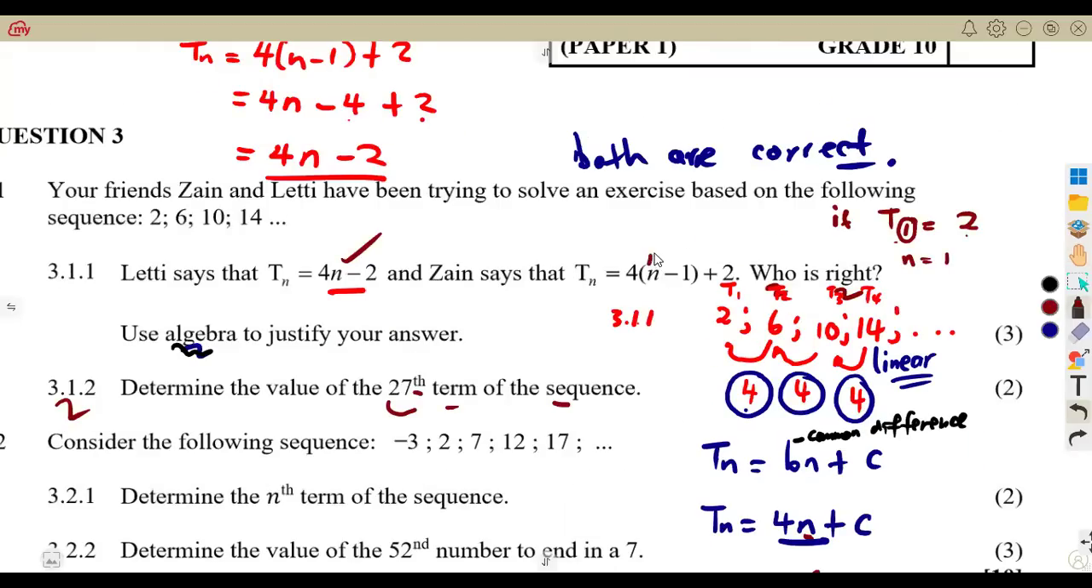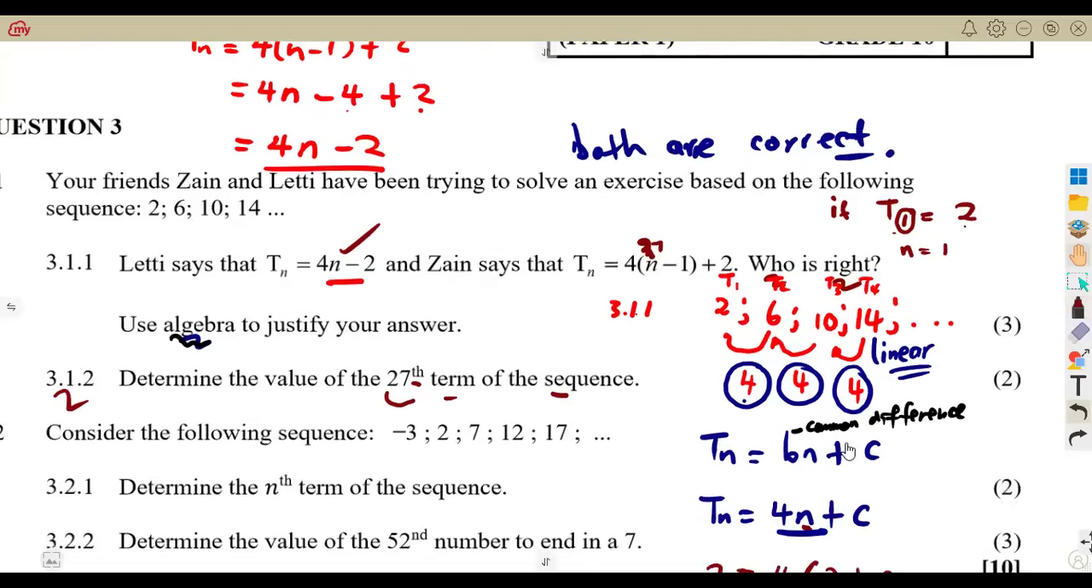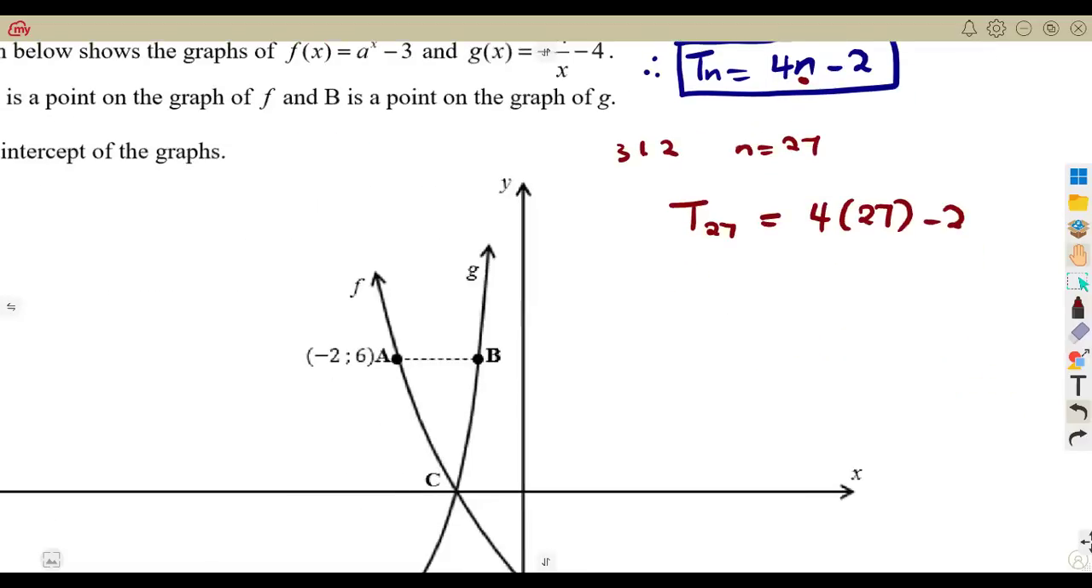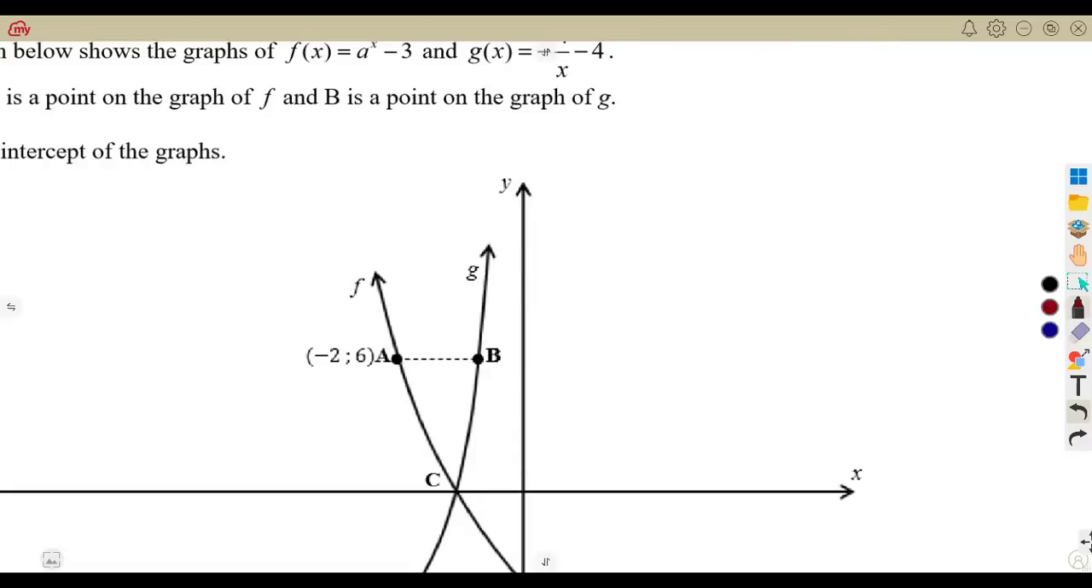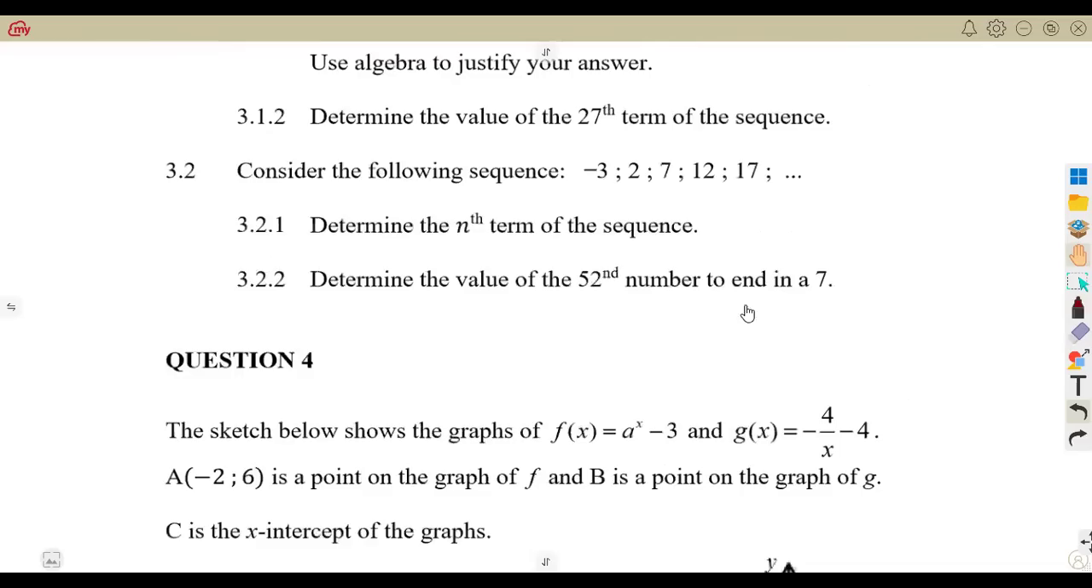Here, in place of n, you substitute that 27 in this one for Zane. You're going to have the same answer. Remember, these two are both correct. So whatever you substitute there, you're going to have the same answer, which is 106. That's the 27th term of that sequence. That was the question on 3.1.